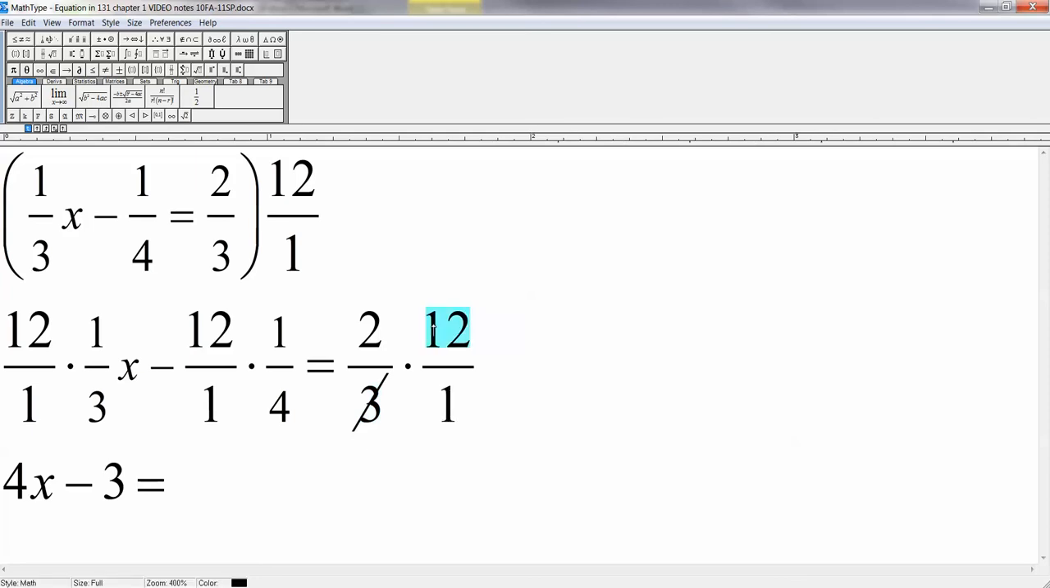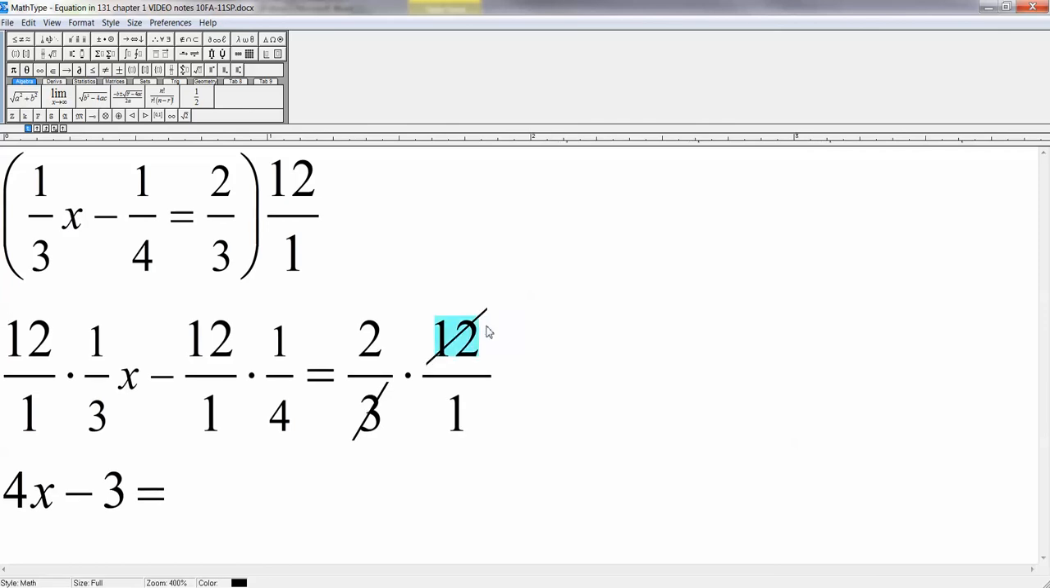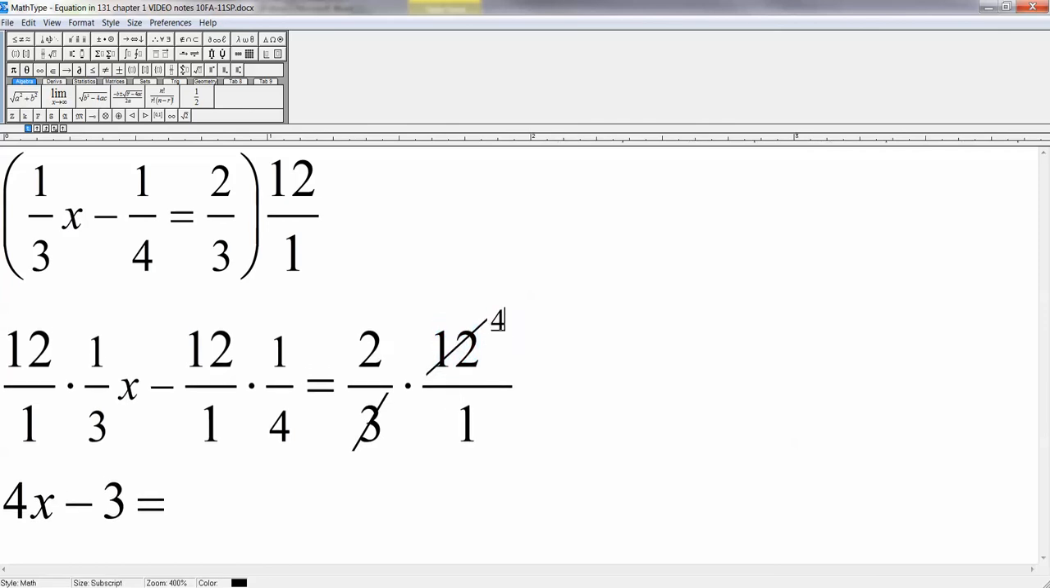Oops, it didn't like me there. There we go. And then that would leave you 4, right? So 3 and 12 cross off and leaves you 4. 2 times 4 makes 8.